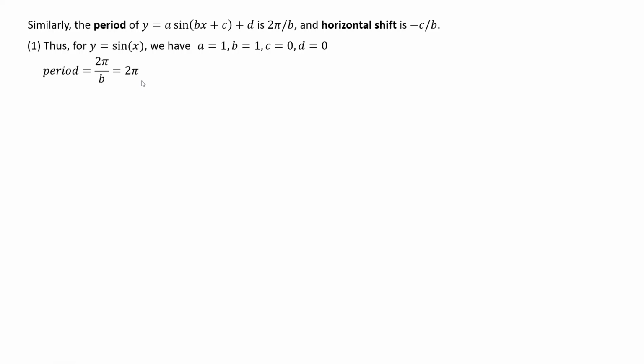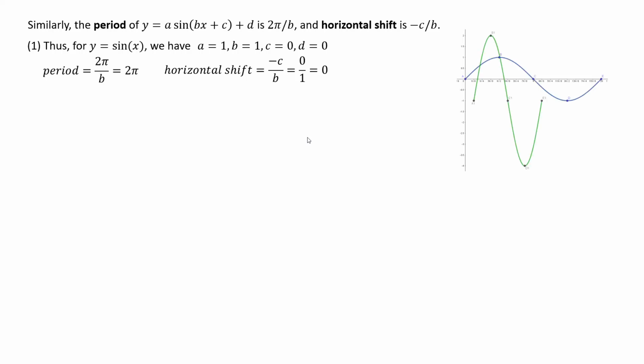And what about a horizontal shift? Apparently, horizontal shift is negative c over b, but c happens to be 0. So negative 0 is 0. 0 over 1 is 0. So there is no horizontal shift in this case. Whatever we have as a sine x graph, that's it. No movement either to the left or to the right.